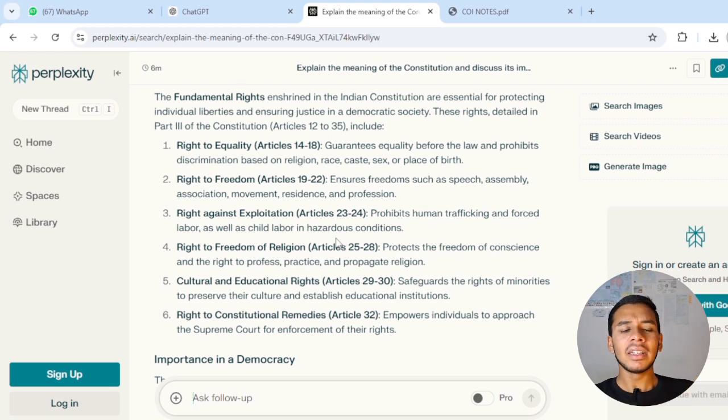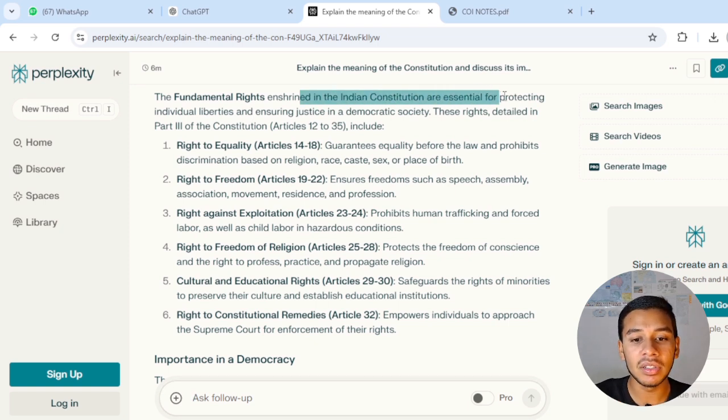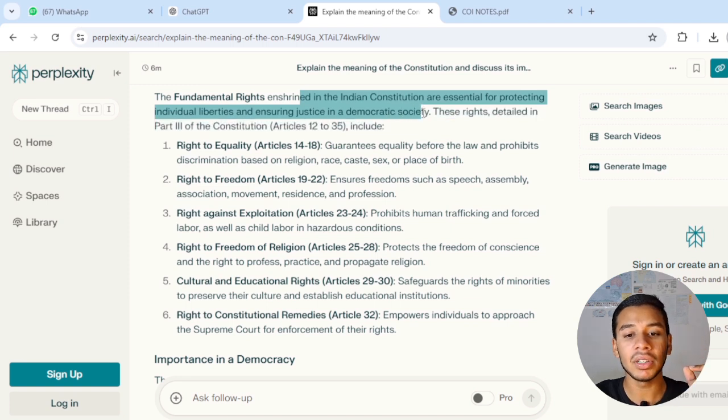In this answer we are discussing completely about fundamental rights itself. So why should we have fundamental rights? Basically it tells about the shine of the Indian constitution, why rights are important for any person. If this is a democratic country, then this person is having this set of rights, he can do only this much. It's not like that you are open, you are free, and you can do anything you want to develop the country. So fundamental rights enshrined in the Indian constitution are essential for protecting individual liberties and ensuring justice in a democratic society.